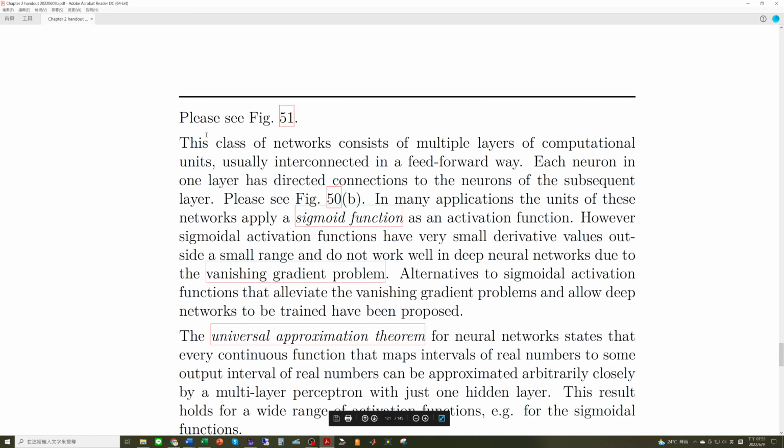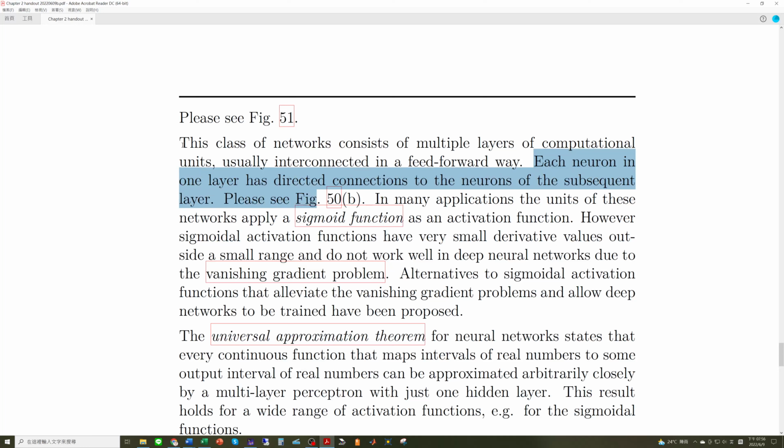So next, please see figure 51. We have already seen figure 51. This class of networks, which denotes the multi-layer perceptron, consists of multi-layers of computational units, usually interconnected in a feed-forward way. Each neuron in one layer has directed connections to the neurons of the subsequent layer.